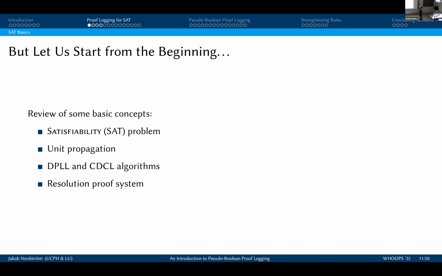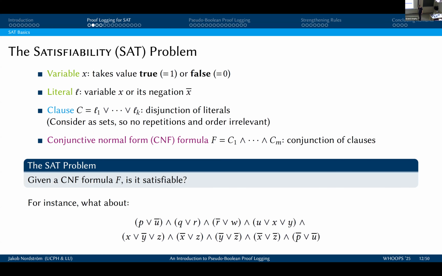So let's start from the basics. We'll talk about SAT. We'll need to talk about the DPLL and CDCL algorithms used for SAT solving, where unit propagation is an important concept. Turns out to be important also for our proof system. And we'll talk a little bit about what the resolution proof system is. So just to make sure we're all on the same page, we'll start now for a few minutes at least.